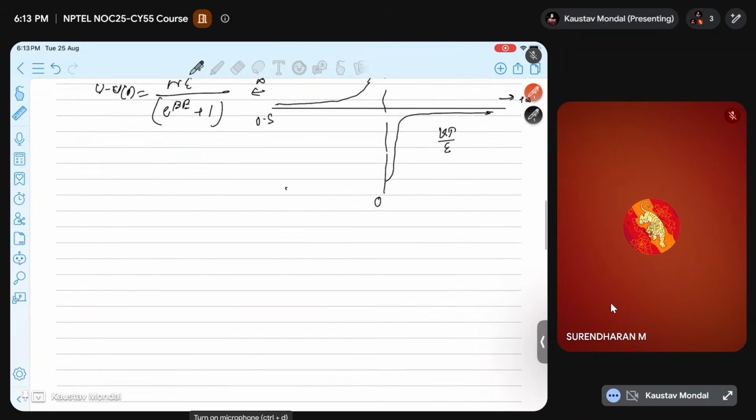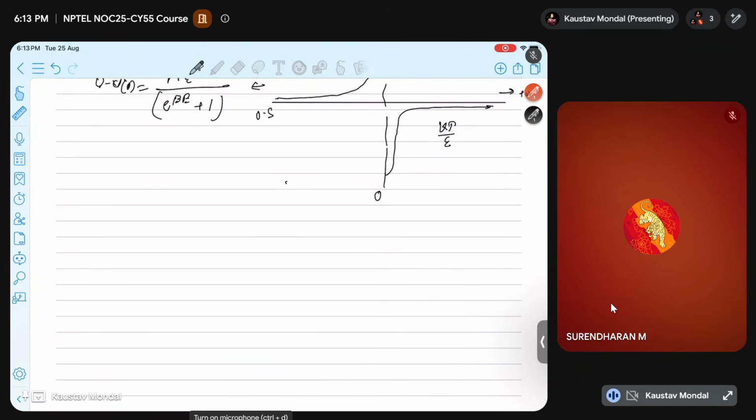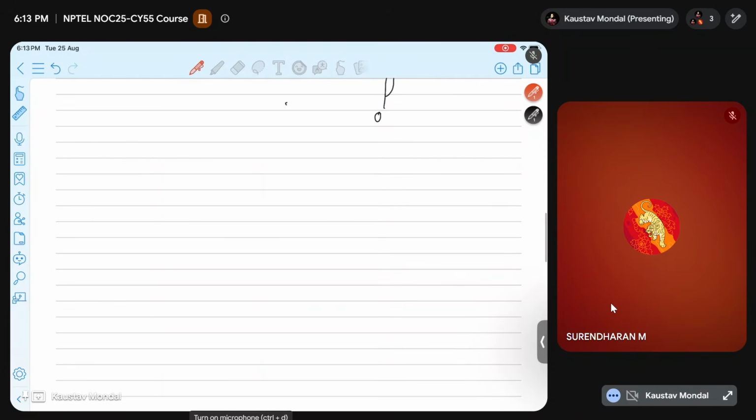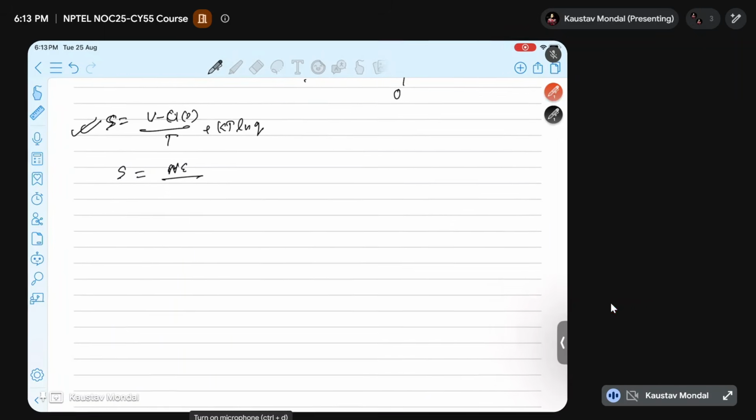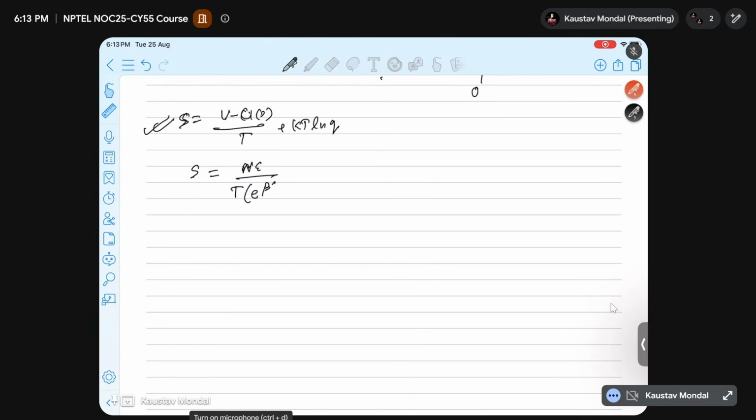Next is the entropy. Okay, so the formula of entropy looks like this. It's dependent upon both the internal energy plus the partition function. Okay, this is the expression of entropy. And from here, if you calculate the entropy, it will give you this value: U by T, that is N E by T times e to the power beta E plus 1, plus N k ln of 1 plus e to the power minus beta E. Okay, so this is the value.